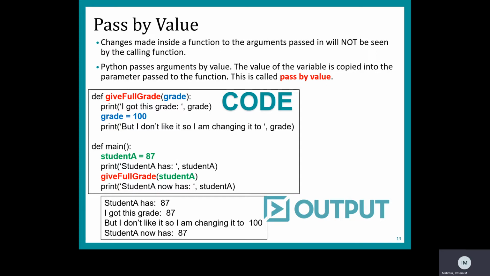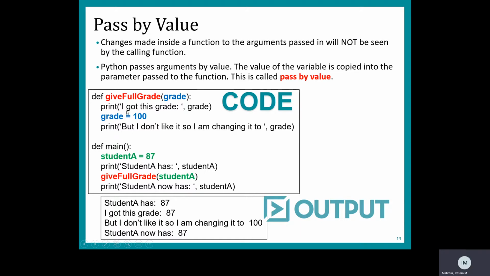Now let's see what's happening when we're calling a function and we're giving it some variables as input. So what I want us to do is to look at this code together and see what it's doing, and then we're going to write similar code. So here we have a function called give full grade. It's taking a variable as input called grade. So it's expecting an argument, and we're referring to that argument with the word grade, variable name grade.